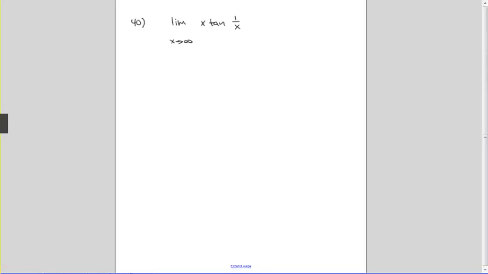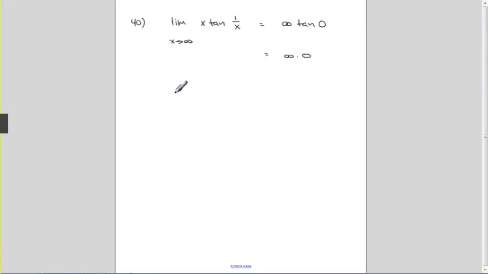Okay, this is problem number 40, Chapter 8, Section 7. So let's just check and make sure what kind of indeterminate form we have. As x goes to infinity, we'll have x, which will be infinity, and you'll have the tangent of 1 over infinity, which is 0. And the tangent of 0 is 0. So we get infinity times 0. So that is one of these indeterminate forms.